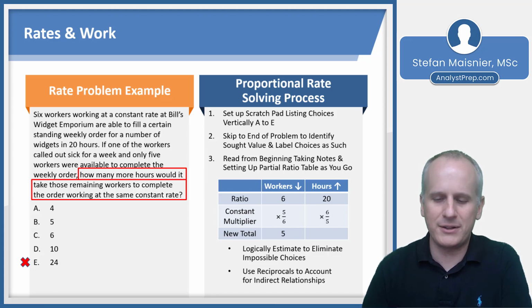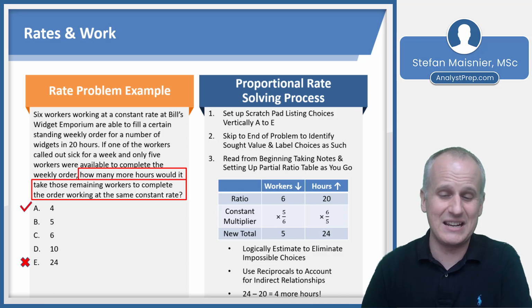And if you multiply 20 by 6/5, you can take your 20 divided by 5, you get 4. 4 times 6 is going to give me 24. And once again, 24 minus 20 is 4 more hours. So this is just a second way to solve the same problem using a little ratio table. And you can do this for many of these rate problems.